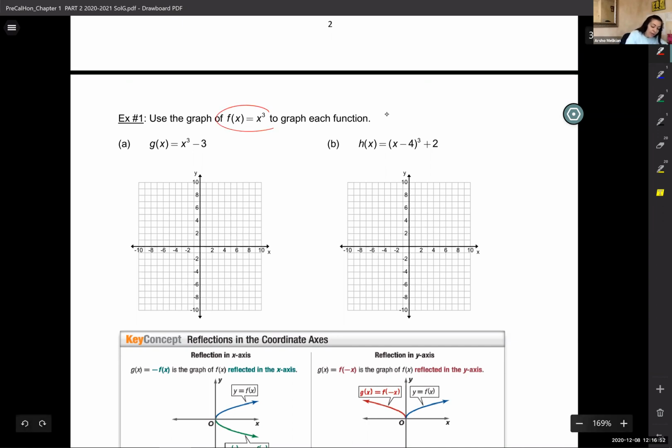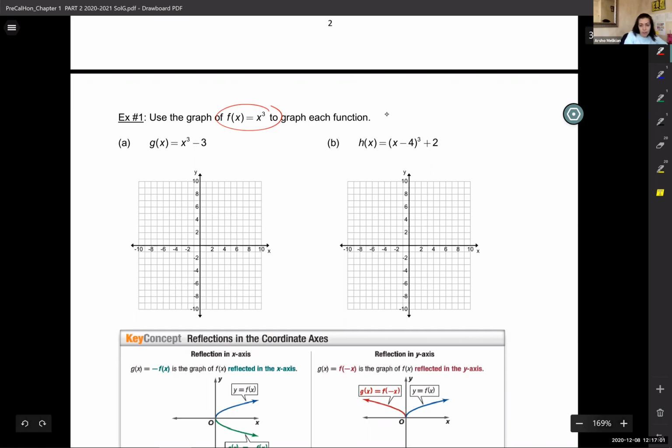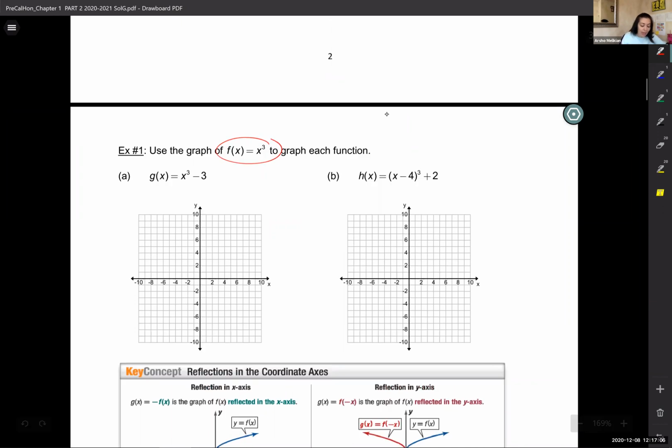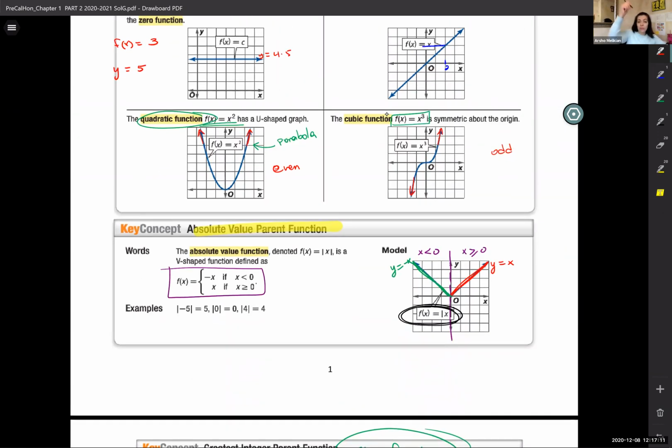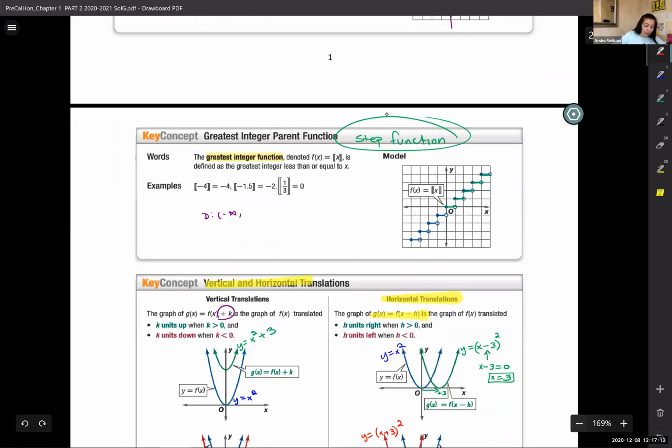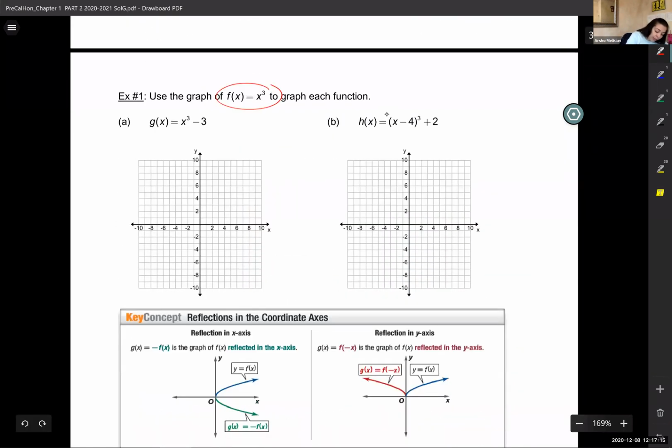So I have x cubed as my parent function here. I know that x cubed looks like that, like that vertical snake almost. Now I have x cubed minus 3. Lots of ways to do this. I know that x cubed was centered at the origin. X cubed minus 3 moves that center point down 3 units. So there's going to be that center point. Now, how do you graph the rest of this?